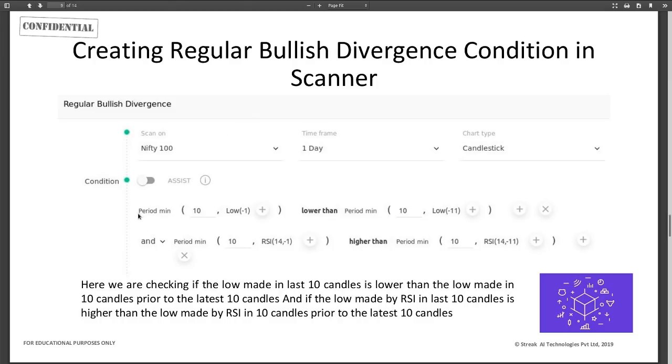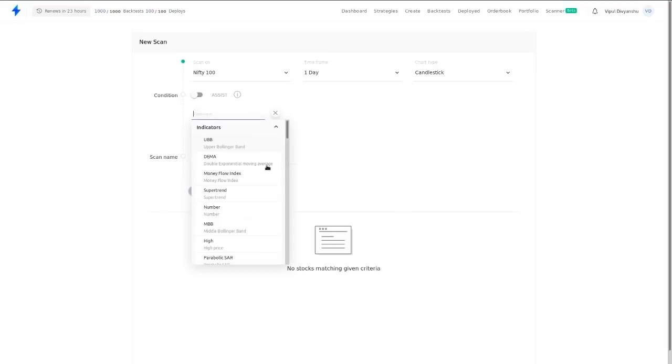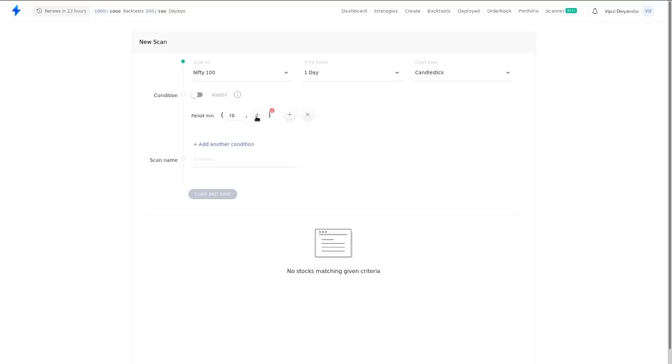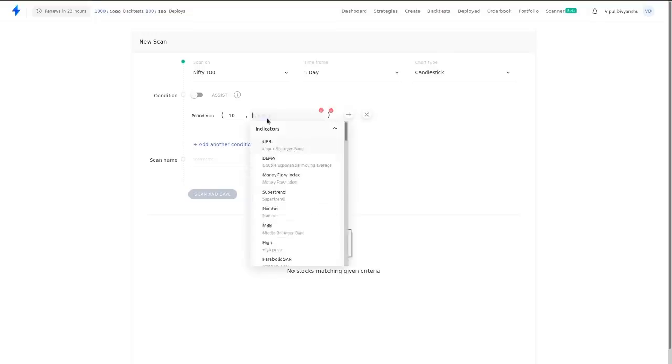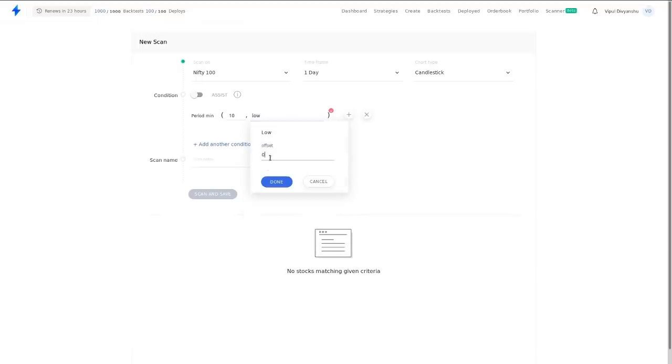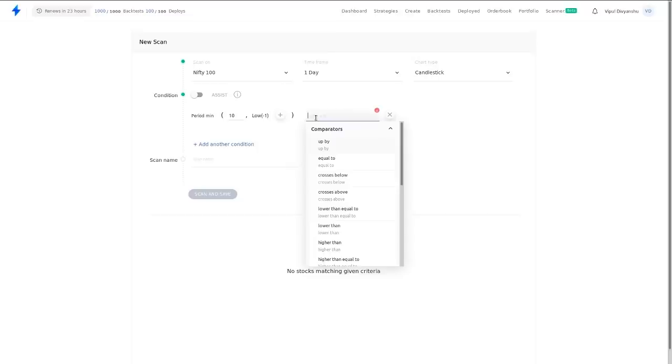So first thing, if you see, it says period min of 10 days low -1 is lower than period min of 10 days low of -11. So why is this like this? Let me quickly create this and explain that. Period min lets you get the lowest price, or the lowest value till now. Once I do this, I'll show it in the chart and how it looks.